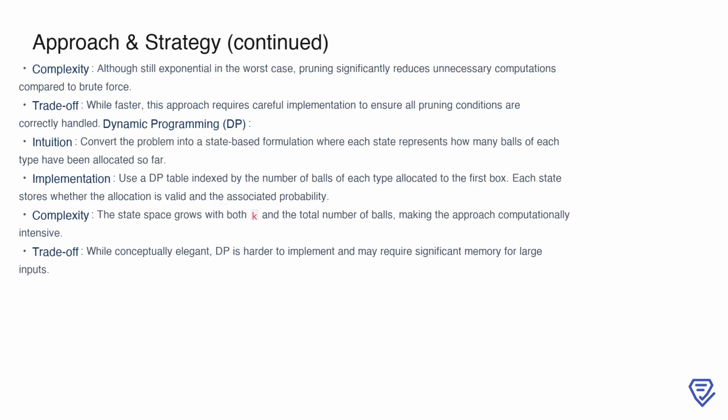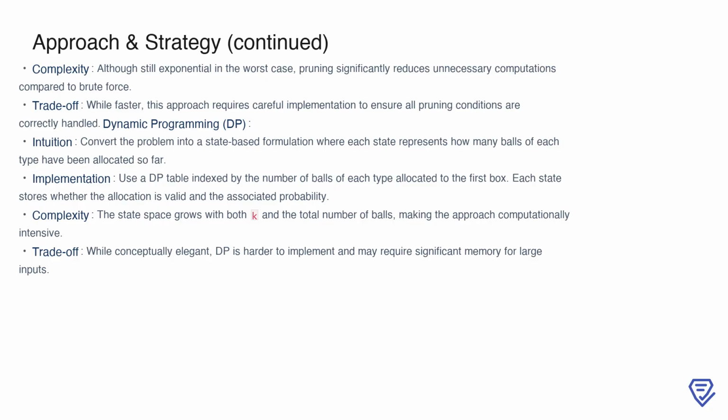The optimized recursive backtracking approach offers significant performance improvements over brute force by pruning unnecessary computations. While the worst-case time complexity remains exponential, pruning reduces the number of states we need to explore, making it far more efficient in practice. However, this approach requires careful implementation to ensure that all invalid states are pruned correctly.